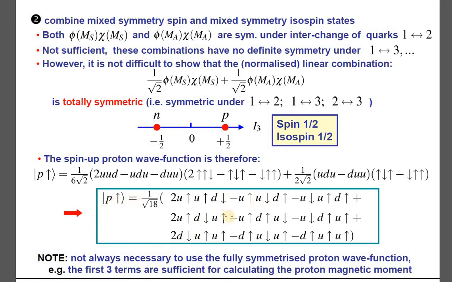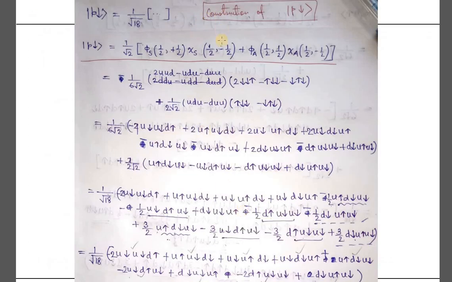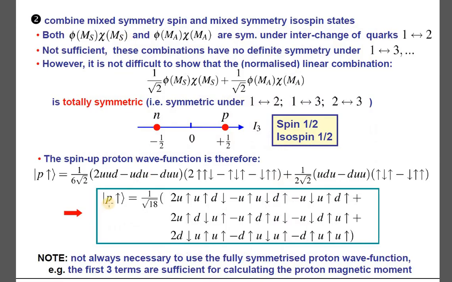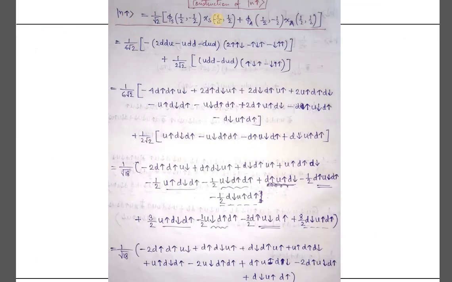Now for the case of spin up, I have shown it here. Similarly, you can do this for the case of spin down, and also if you replace u with d, you can get the neutron state wave function. You can do this yourself. You just have to start from this proton up case, replace 1u with 1d, and you will arrive at this case here.